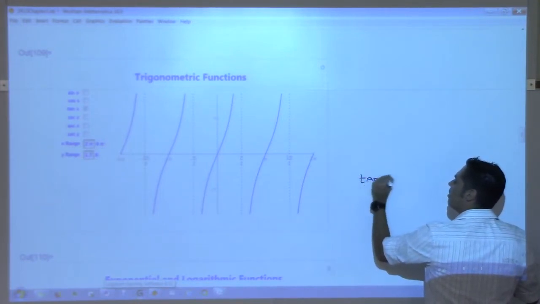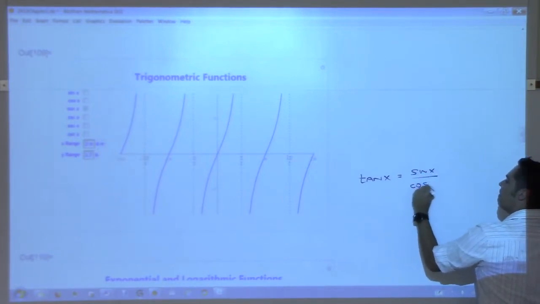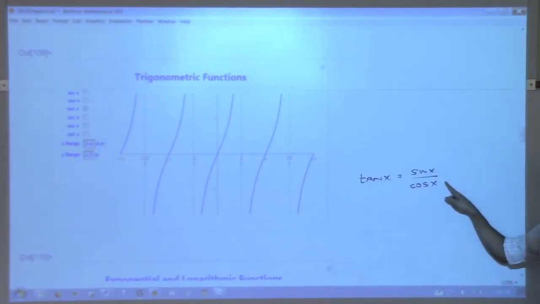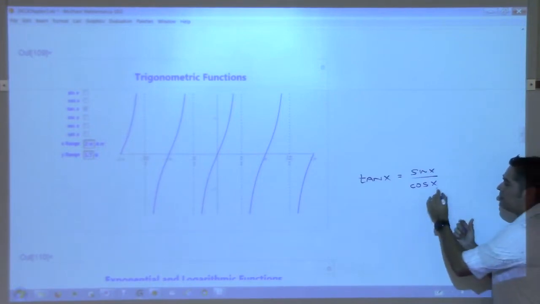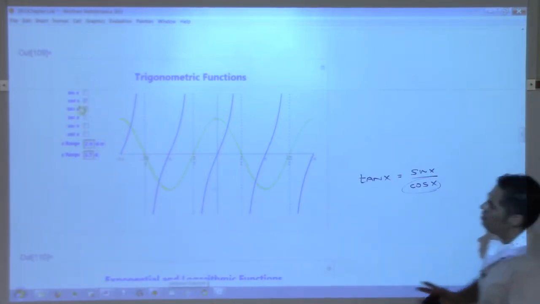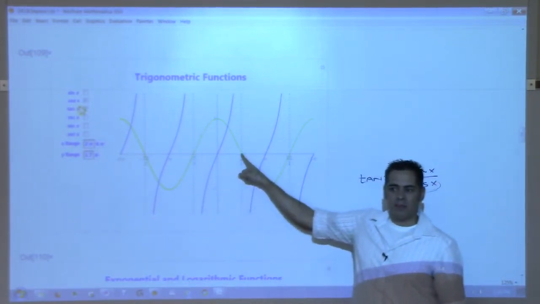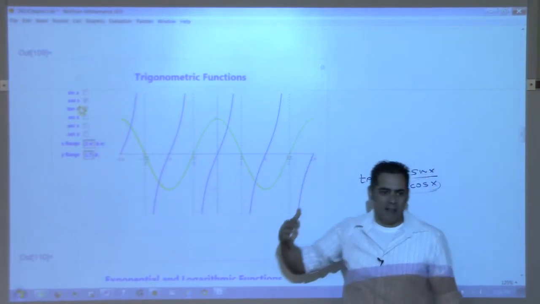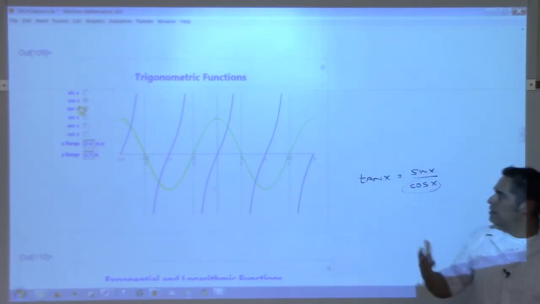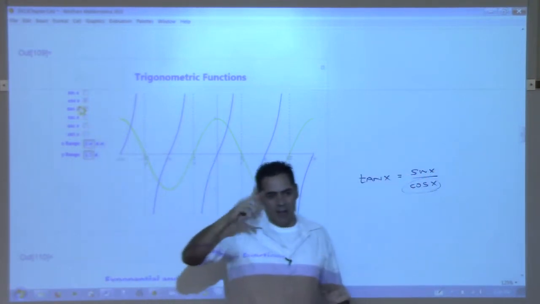Tangent x is the same as sine x over cosine x, right? So if you look at it this way, the only time you're going to have problems is if cosine is 0, right? If cosine is 0, you have a problem. So if we were to actually graph cosine again, notice that all your vertical asymptotes for tangent coincide with the x-intercepts of cosine. And in fact, that's the way that you can graph a lot of these reciprocal functions, by graphing sine and cosine.